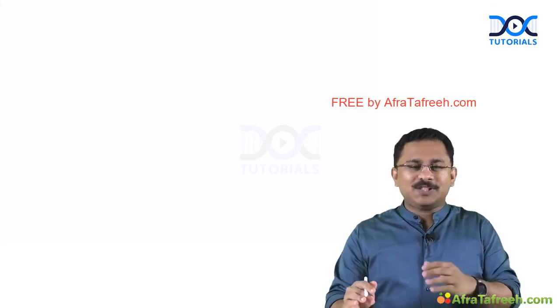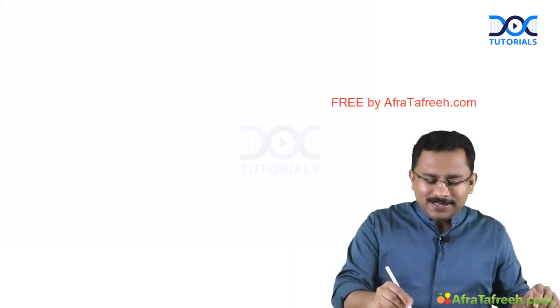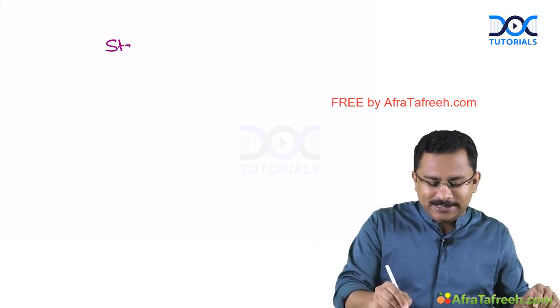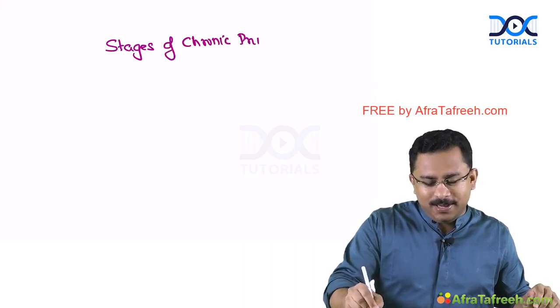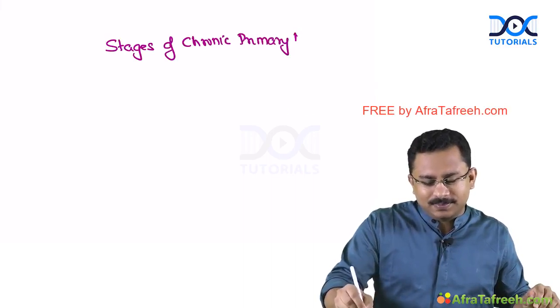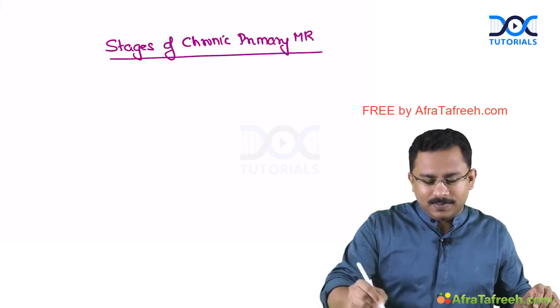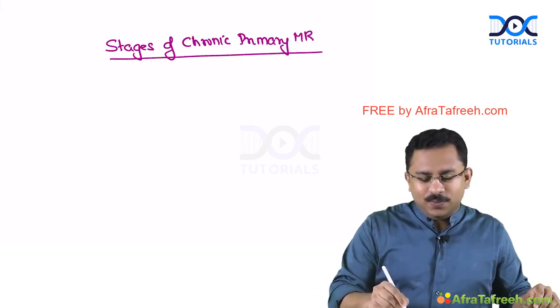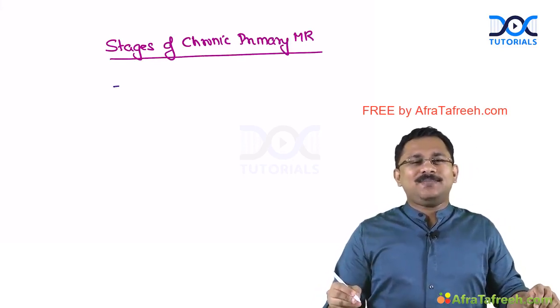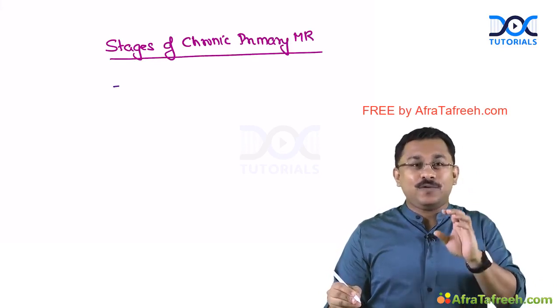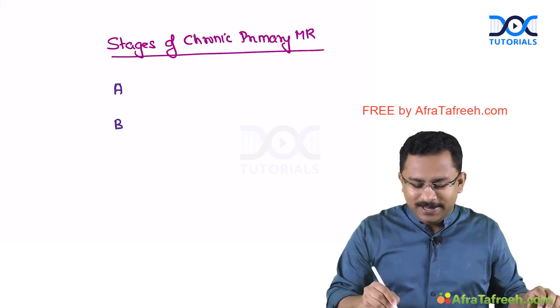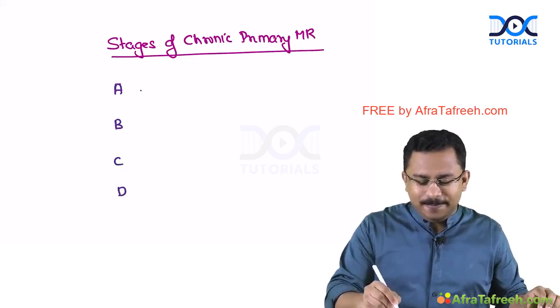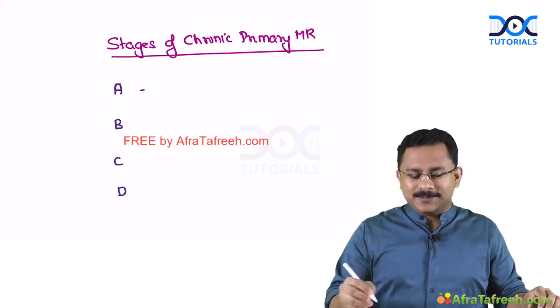From the management point of view, there are certain stages of chronic primary MR. Let me tell you that it is basically divided into 4 stages: stage A, stage B, stage C and stage D.